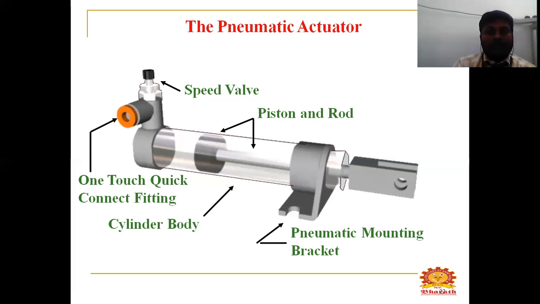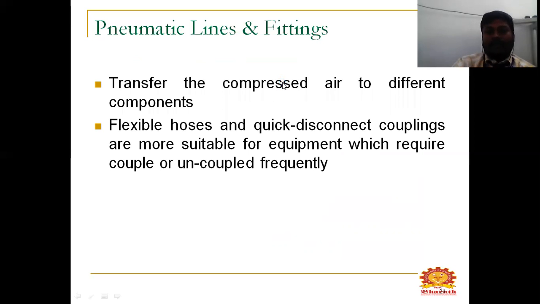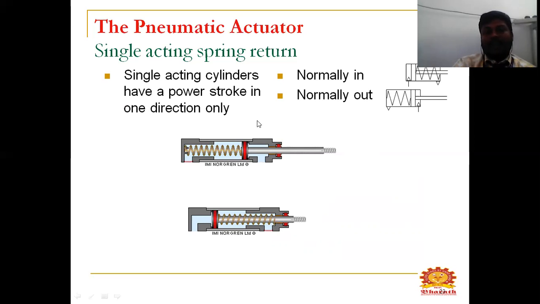And this is a single acting spring return cylinder. In a single acting cylinder there are two types of positions. One is normally in and the other normally out, and a single acting cylinder has a power stroke in one direction. This is normally in, and this is normally out.